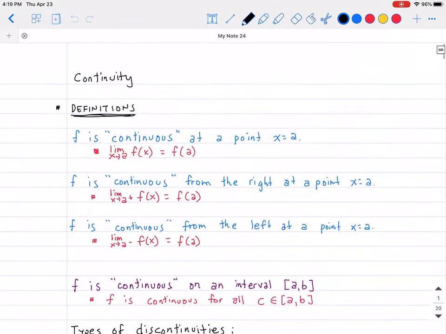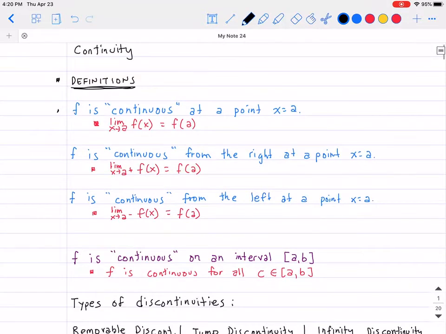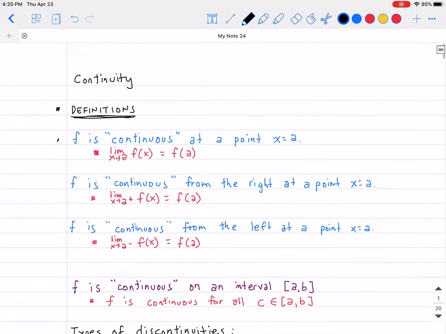First we're going to start off with some definitions for continuity. The first three that we have will be the ones in blue. The first one is f is continuous at a certain point x equals a. The formal definition is the following: in order to show that f is continuous at a certain point, we have to show that the limit as x approaches a of f of x is equal to f of a.